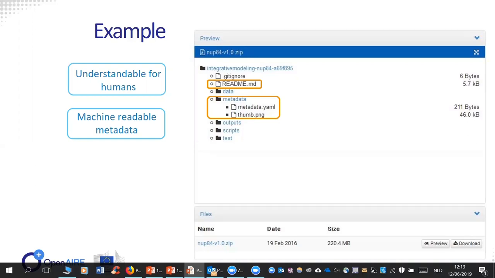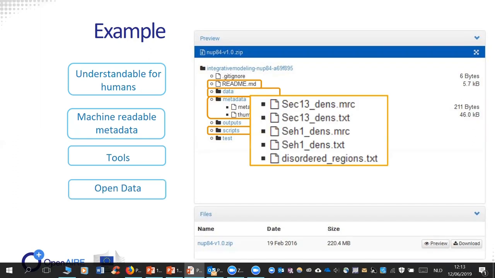So this dataset can also be found by Google or other search engines or by other means. It has scripts, which means the tools to process the data are together with the data in the same package. And it has the data, in various file formats. The TXT is an open file format, and MRC, I looked it up, but it's a long time ago, is a standard file format, I think.